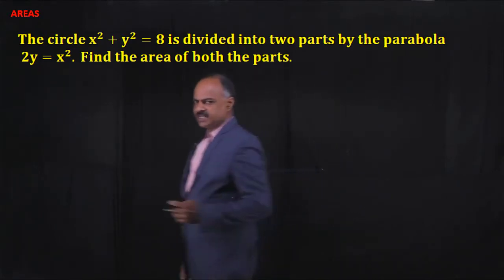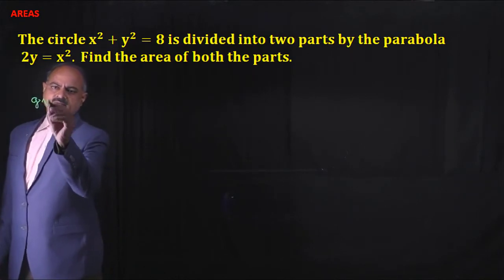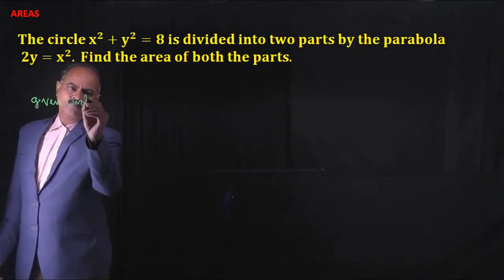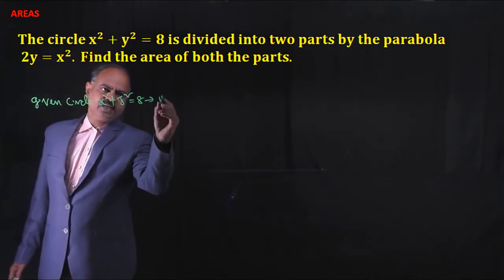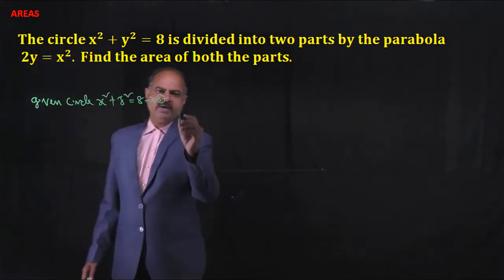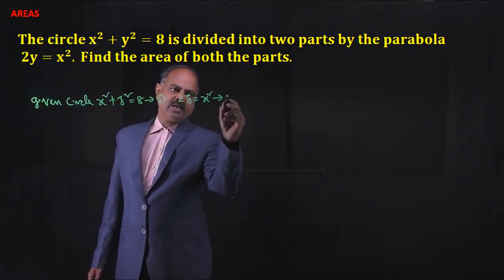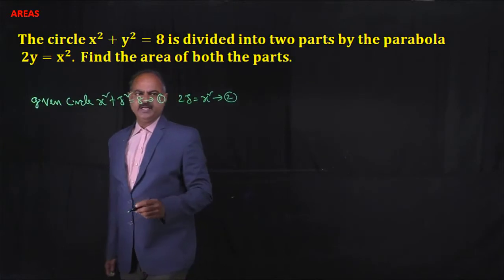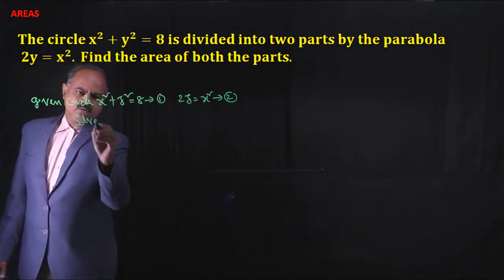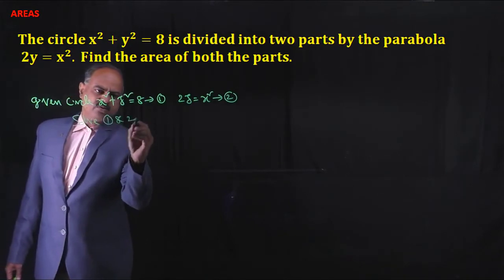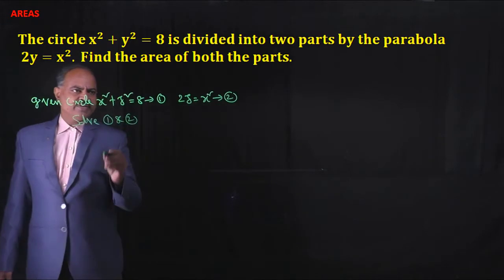So, given circle is x square plus y square equal to 8. This is equation number 1. And given parabola 2y is equal to x square, equation number 2. Solve 1 and 2. Here substitute x square value in equation number 1.